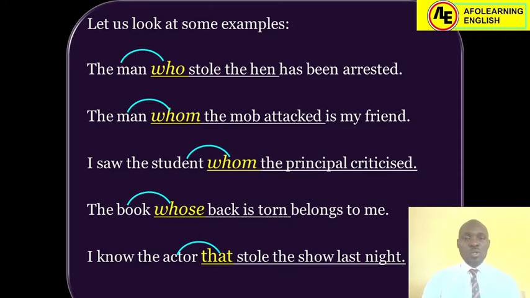The man who stole the hen has been arrested. Here you find the relative pronoun who, introducing the whole relative clause, who stole the hen. And this arrow shows the relationship between this relative pronoun and the noun it refers to. So you can see they are placed side by side. Very simple. Let's take a look at other examples.